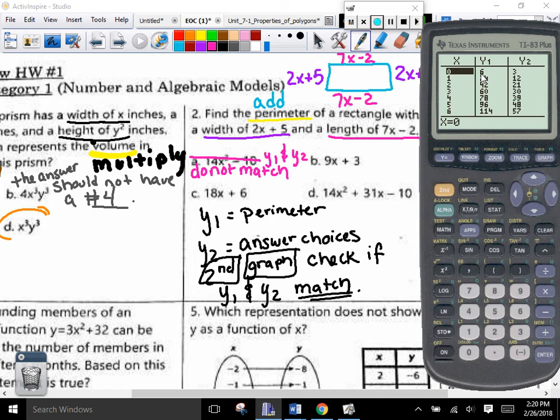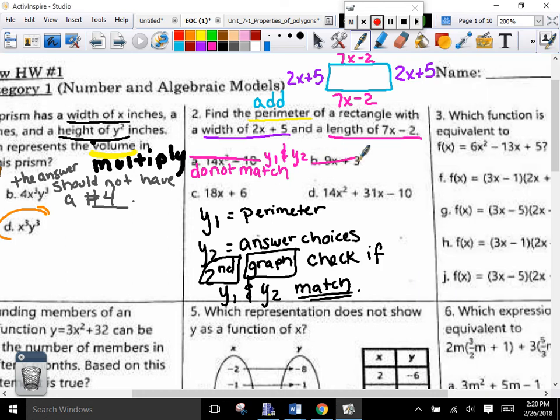So y1 I have 6, y2 I have 3. y1 I have 24, y2 I have 12. They are different. Therefore, my answer choice B is incorrect as well. So I'm going to go back to my problem, cross it out, and I am going to put y1 and y2 do not match. Okay, so we're getting closer to our answer.